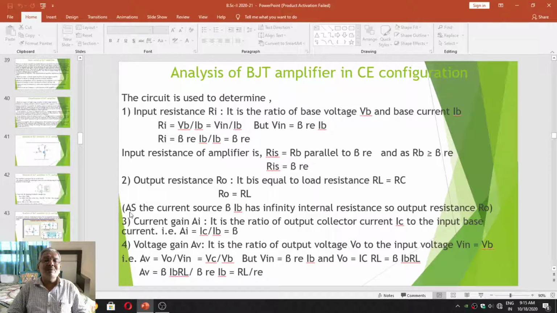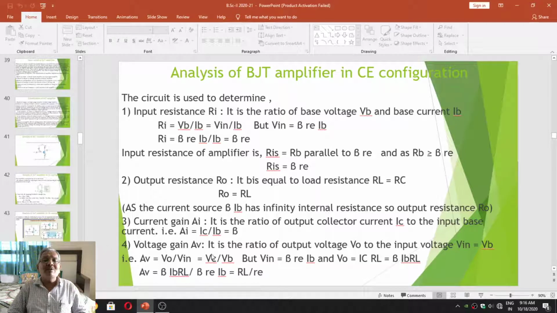Friends, now we are going to determine the current gain. By the definition of current gain, which you already studied, it is the ratio of output current upon input current. Here output current is IC, input current is IB. Therefore, current gain AI is equal to IC upon IB, and that's equal to beta. This itself is the current gain.